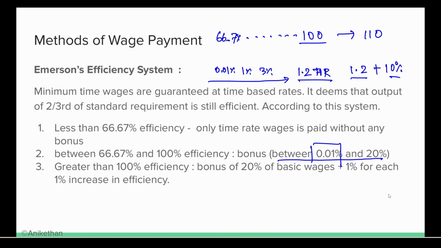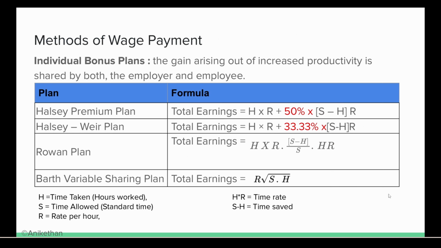So all these will be calculated through computer system and these are very complicated. Basically, these four methods are there to motivate the employees to produce more and more output. So these are all methods of wage payment. Next, we have bonus plans, bonus or incentive plan. So if the worker is exceeding output with respect to the standard, how bonus is calculated, we will find out through Halsey premium, Halsey weir, Rowan, and Barth variable.